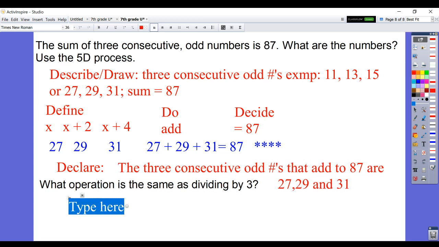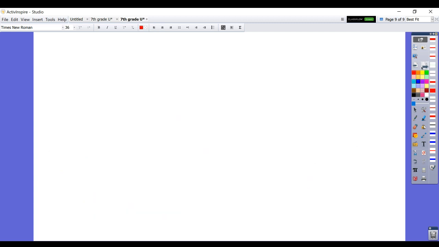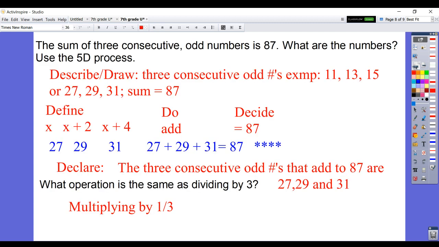Now, the next part says, what operation is the same as dividing by 3? Remember, the same thing as dividing by 3 is multiplying by 1/3. Just like taking 1/2 of something is the same as dividing by 2. Multiplying by 1/3 is the same as dividing by 3. So those are the types of questions to expect on that.